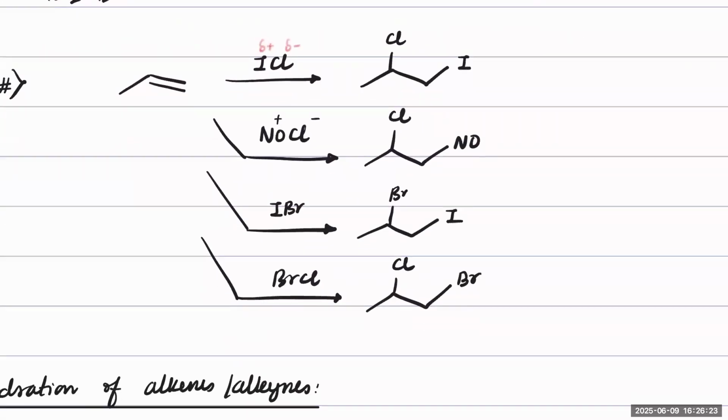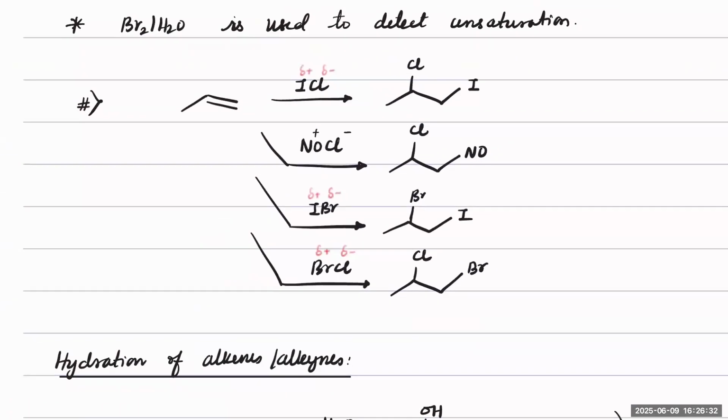The next one I have already written. This is electrophile, this is nucleophile. Here, this is nucleophile, this is electrophile. So can you see accordingly the products?